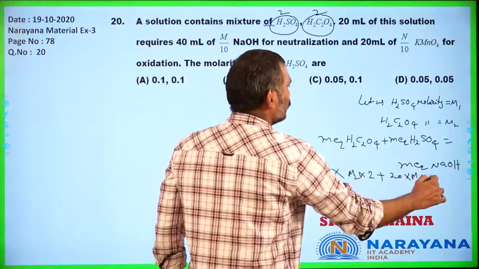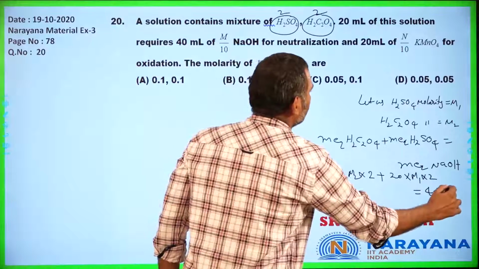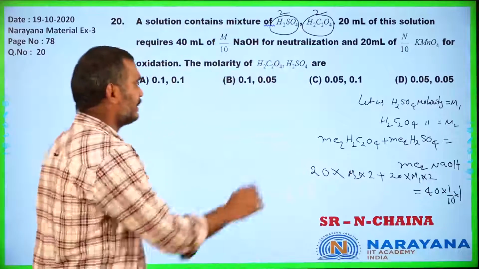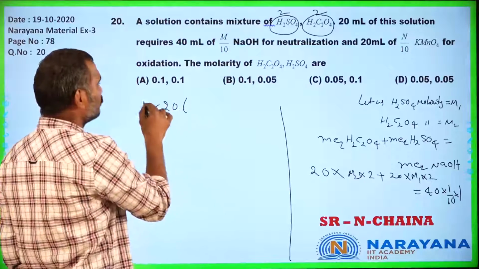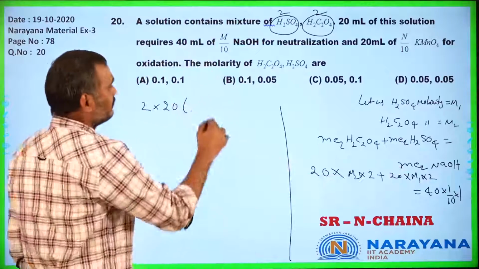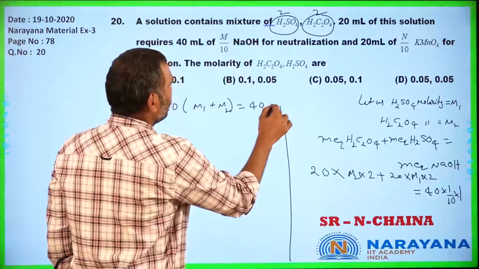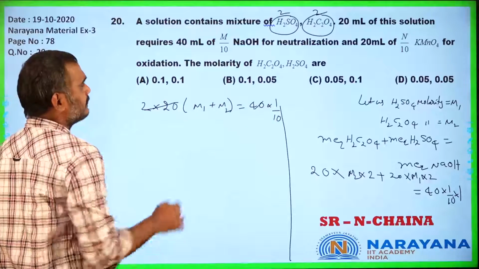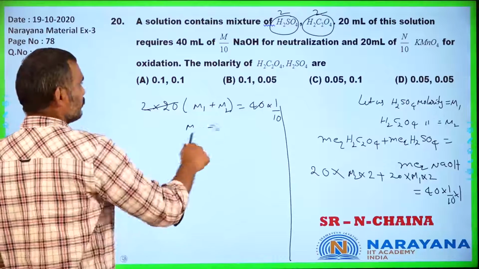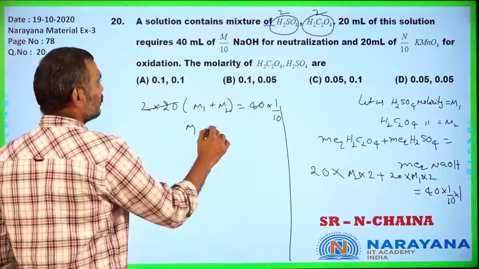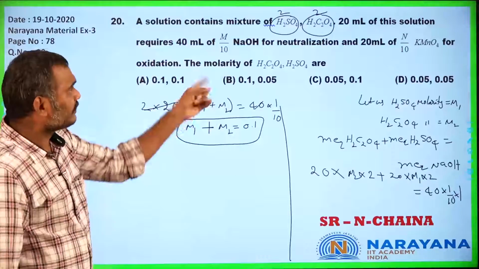M1 into 2 is equal to milli equivalence of sodium hydroxide, 40 into 1 by 10 into 1, that is 20. Then M1 plus M2 is equal to 40 into 1 by 10, that is M1 plus M2 is equal to 0.1. You got one relation from the first titration.